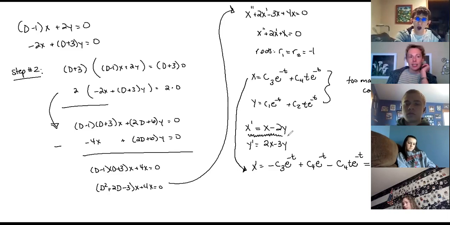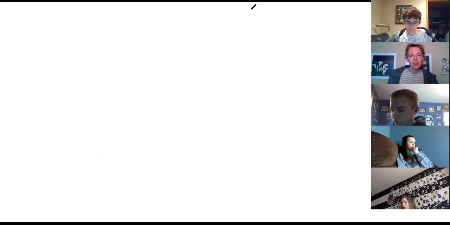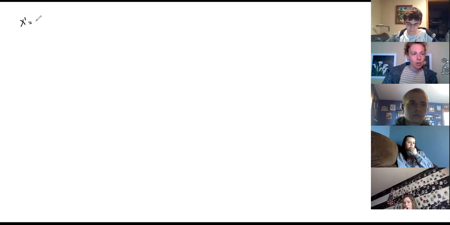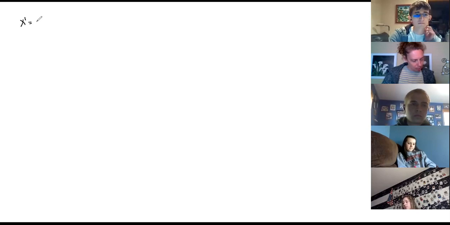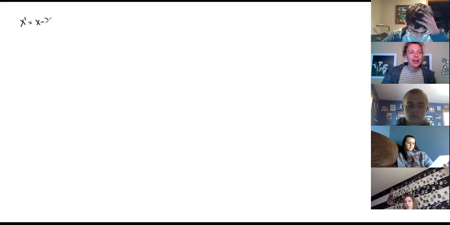You could just as easily use the second equation. It is up to you. Either one will work, not a problem. So let's plug in and see if we can find our unspecified constants. Here's what we've got then. We are going to be equating coefficients. We are going to have, one more time, x prime equals x minus 2y.